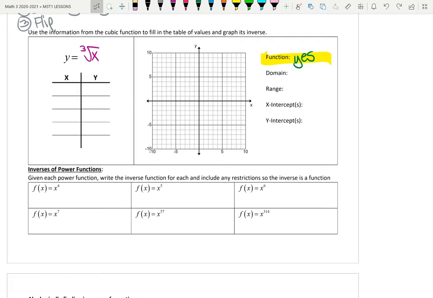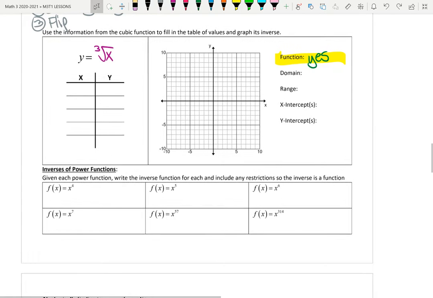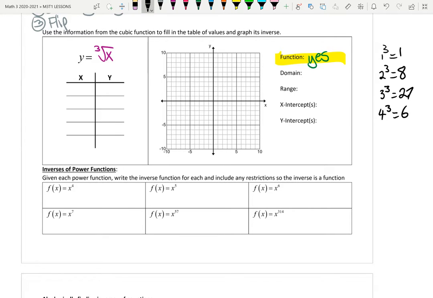Now, the hard part is picking out the numbers that I'm going to use for my x's. I want nice outputs, which means I'm going to look at the list of perfect cubes. I'm going to look at 1 cubed, 2 cubed, 3 cubed, 4 cubed. This is going to be 1. This is going to be 8. This is going to be 27. And this is going to be 64. 64 is way too big. 27 is way too big to be on the graph. So I'm going to start with 8.